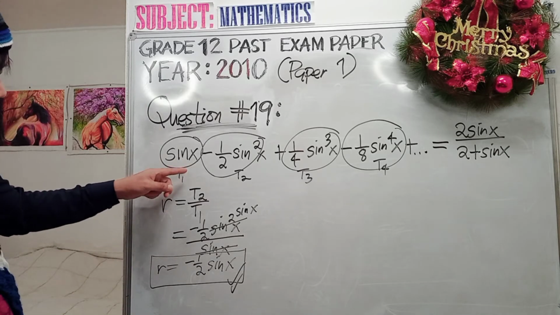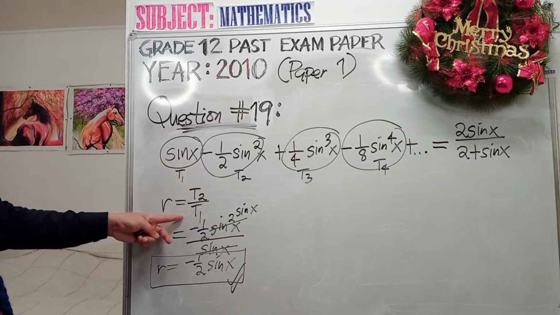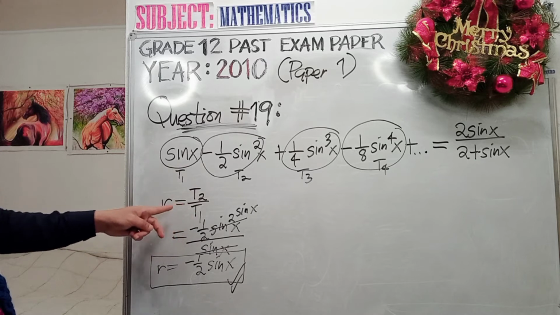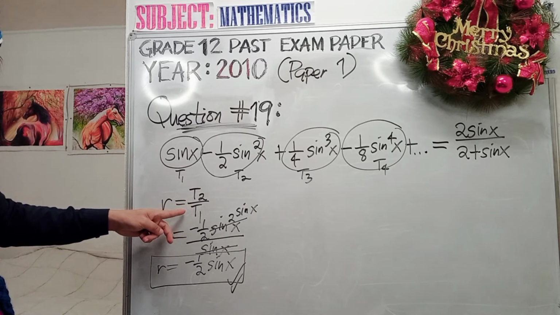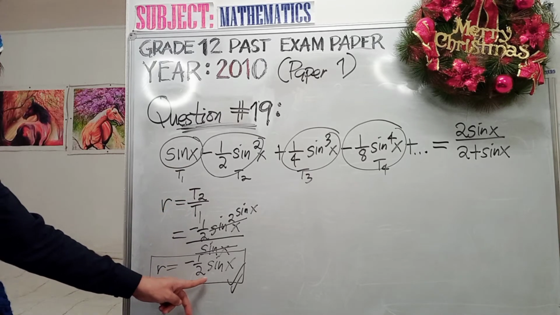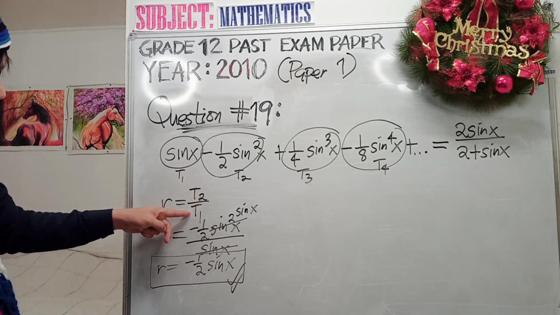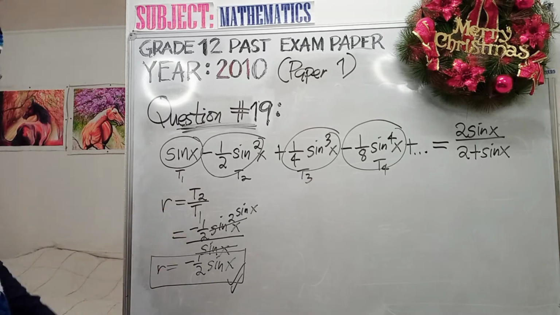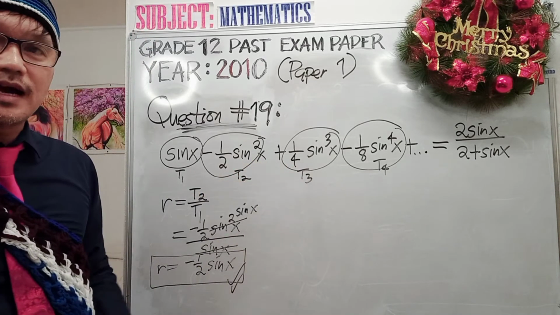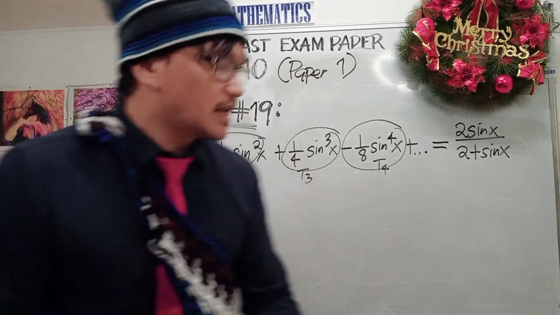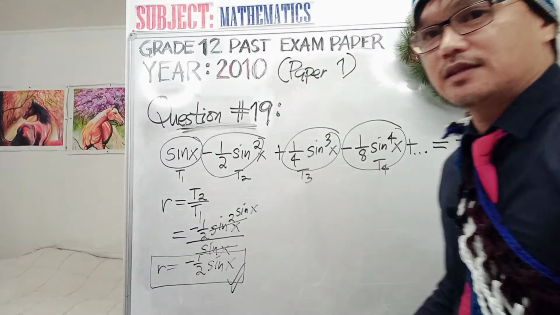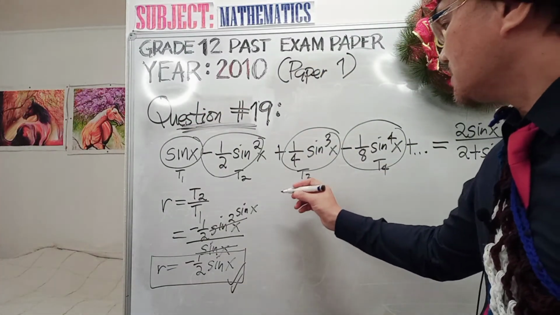Now take note, you cannot just stop here by saying that the common ratio is negative 1/2 sine x, because when doing second term divided by first term, you have to prove it for the other terms also. So do we still have space and time? Let us prove.